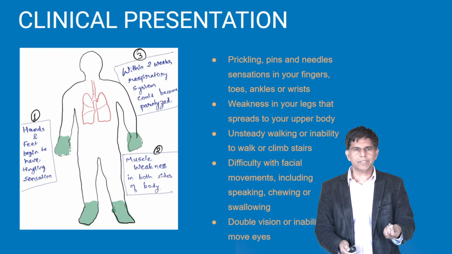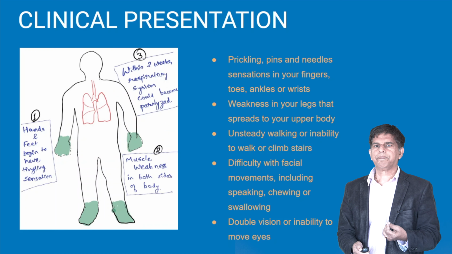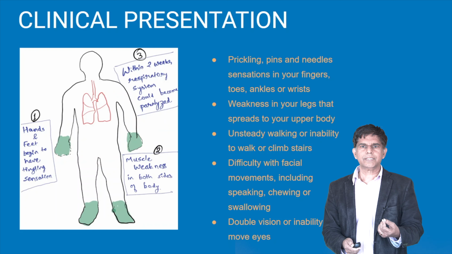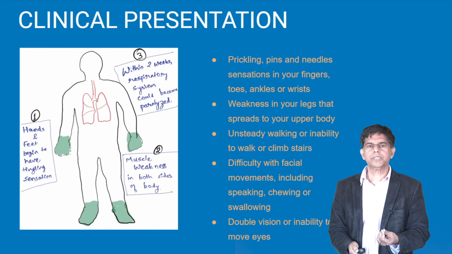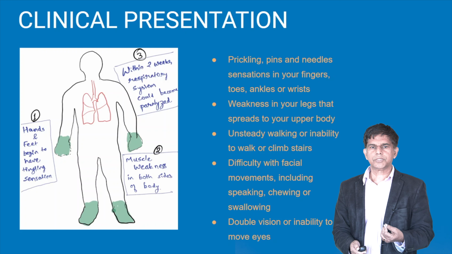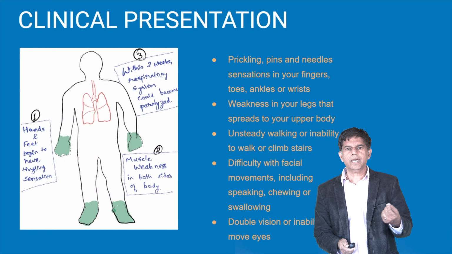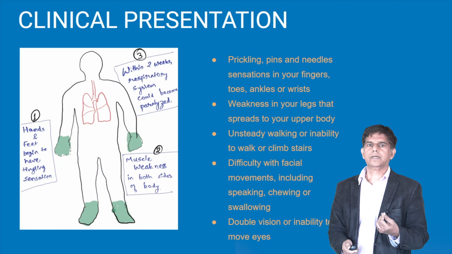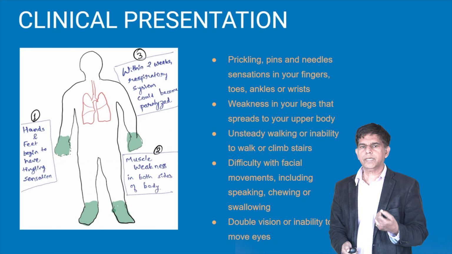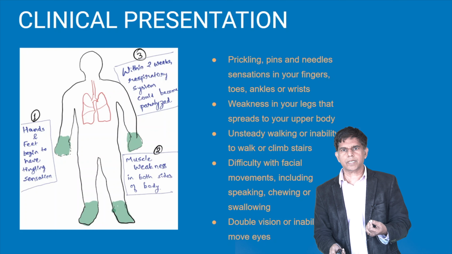Now, what is the clinical presentation? First, the patient usually comes with pricking, pins and needles sensation in the hands and fingers, sensory symptoms. Then it develops into muscle weakness on both sides of the body, upper and lower, and then you can get respiratory system compromise and paralysis.